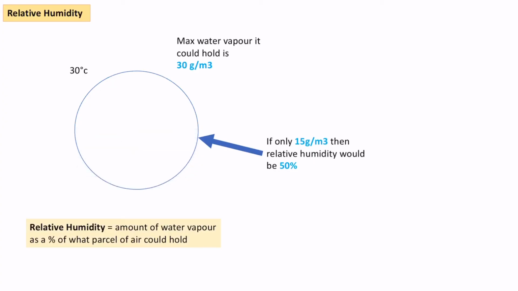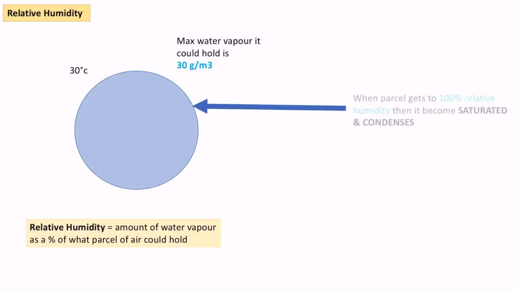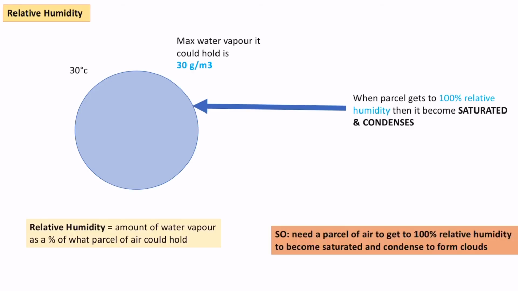What we do need to know, though, is that to become saturated, it needs to reach 100% relative humidity. When it's 100%, when it's reached that 30 grams for this particular parcel, it will become saturated and condense. Relative humidity to cloud formation.